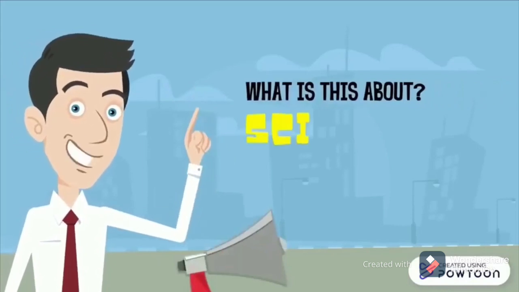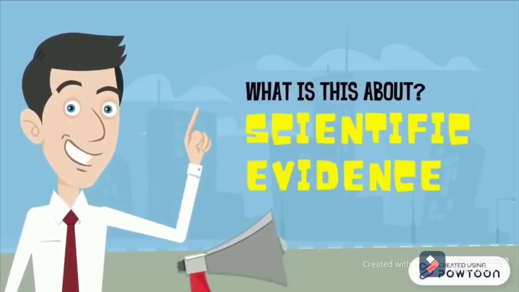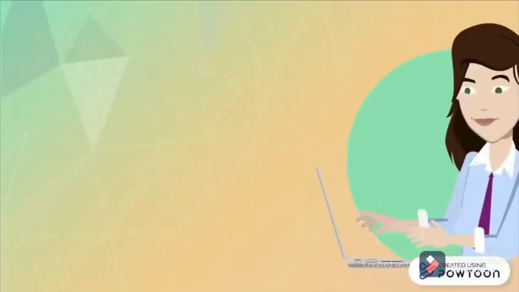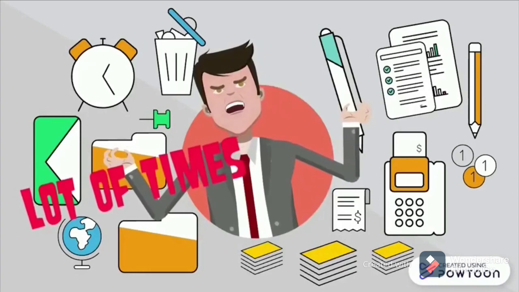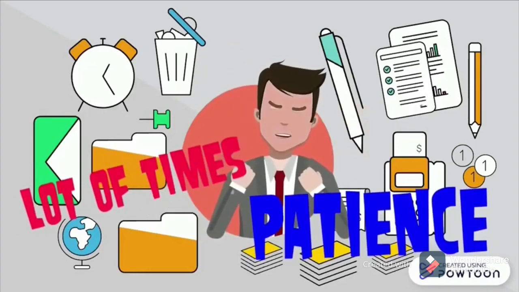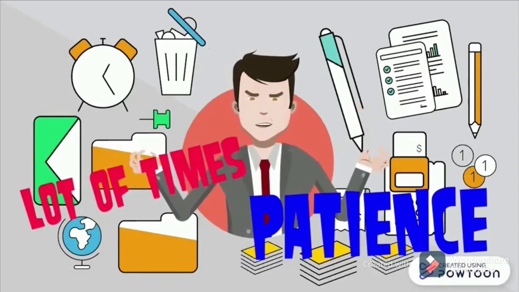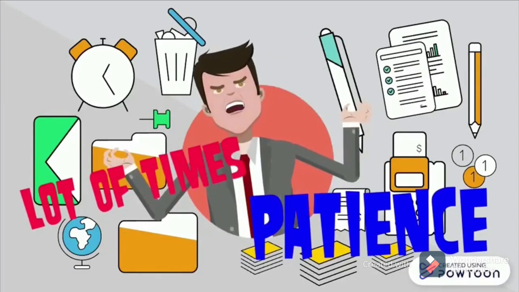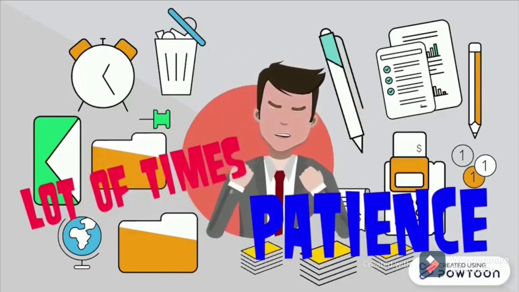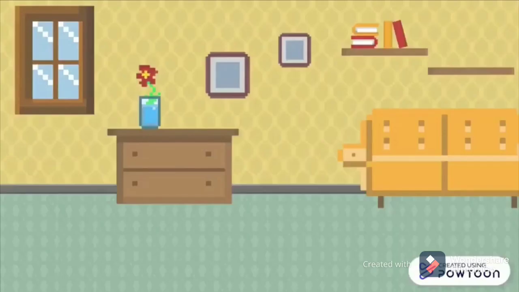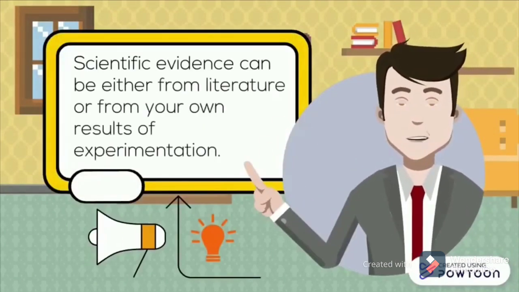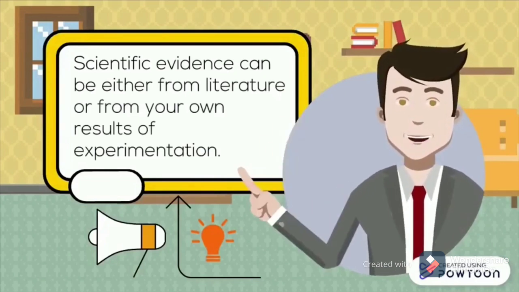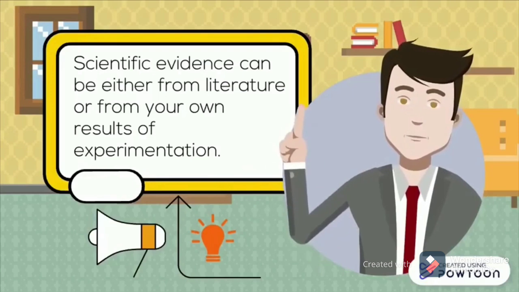Do you know about scientific evidence? Let me explain to you in the next slide. Scientific evidence is information gathered from scientific research. In fact, it requires a lot of time and patience to conduct. But this research needs to have something in common to make it possible for us to accept it as evidence. Meaning that scientific evidence can be either from literature, which means you find it from other research papers, or from your own results of experimentation.